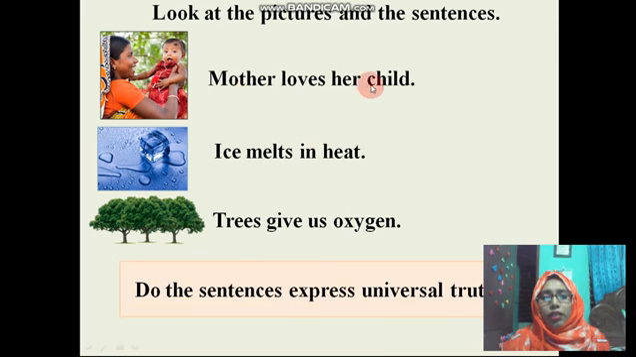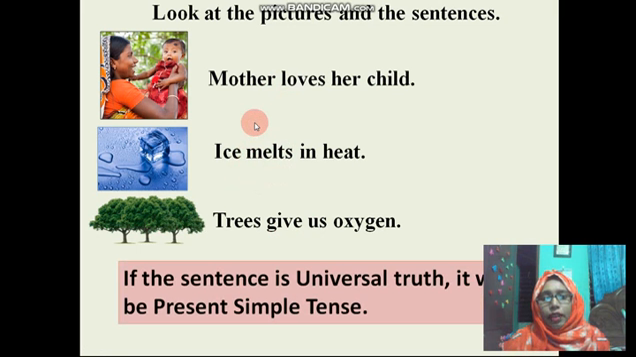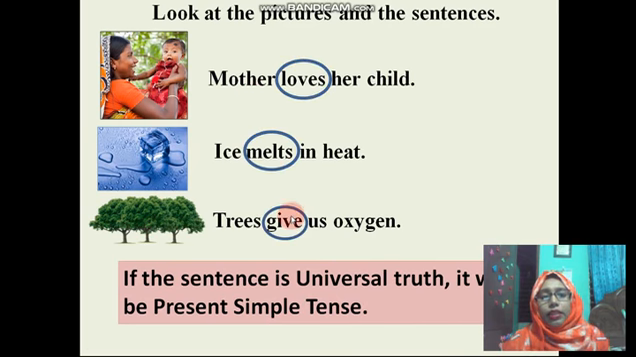Mother loves her child. It's a universal truth. Ice melts in heat. It's a universal truth. Trees give us oxygen. It is universal truth. That's why these three sentences are present simple tense. If the sentence is universal truth, it must be present simple tense. Here see, loves, melts, give. These three verbs are present form of verbs.